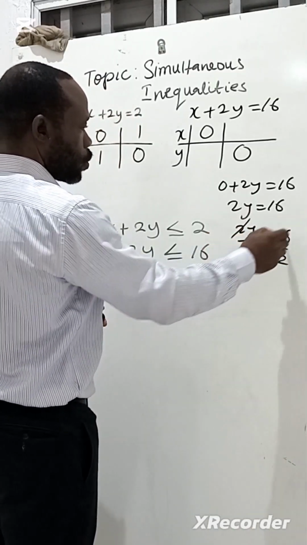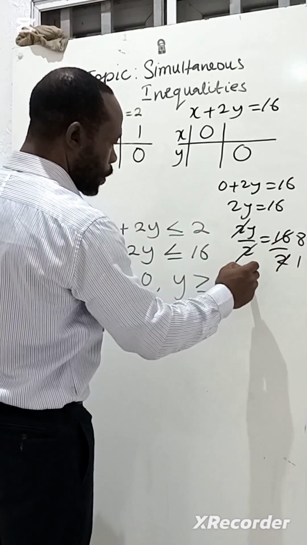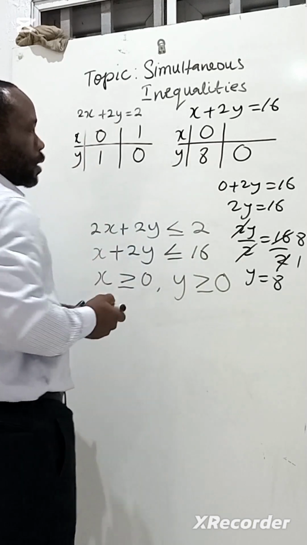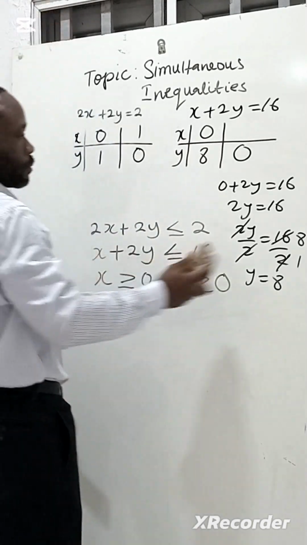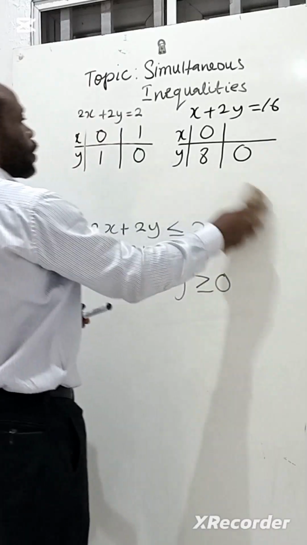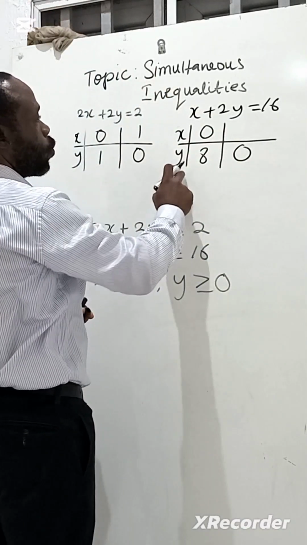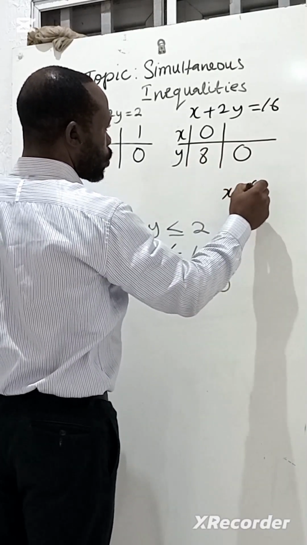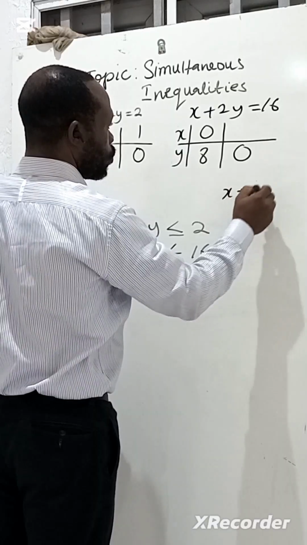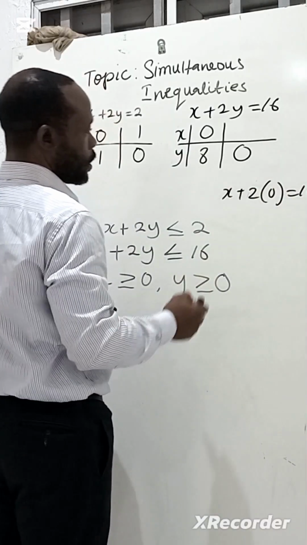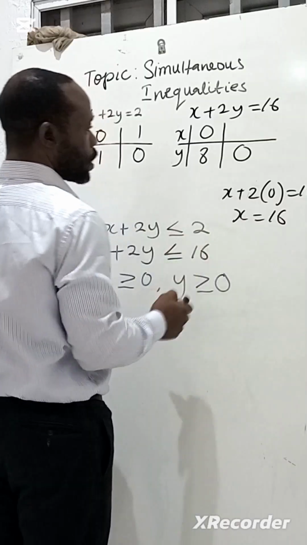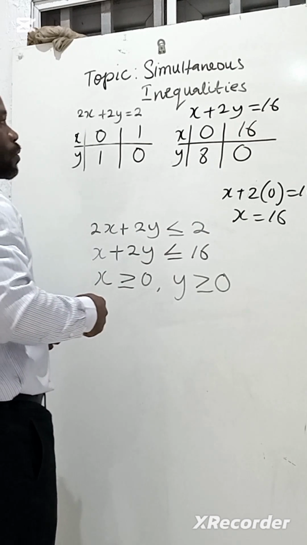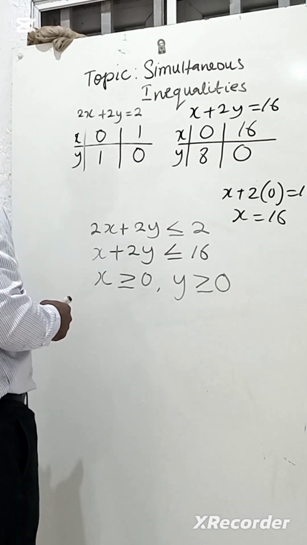So this becomes 2y over 2 is equal to 16 over 2. 2 cancels out 2. 2 into 16 is 8. 2 over 2 is 1, therefore the value of y is equal to 8. So when the value of x is 0, the value of y is 8. When the value of y is 0, the equation becomes x plus 2 multiplied by 0 equal to 16. Therefore, x is equal to 16 because 2 times 0 is 0. So at the point where y is equal to 0, x is equal to 16.